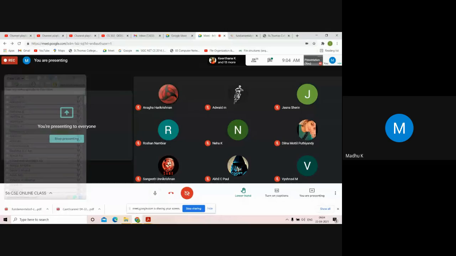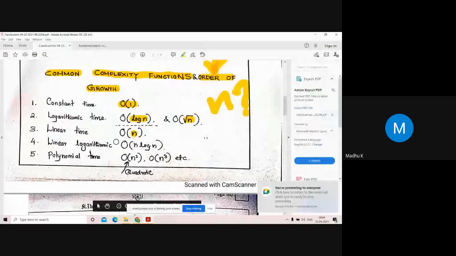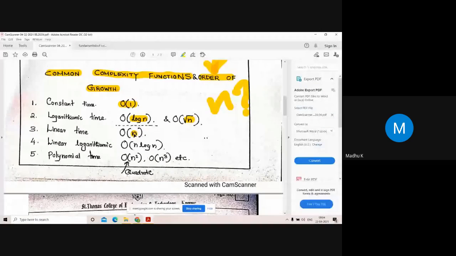Where n is the input size. Then some other algorithm takes n directly. It is linear time. So there will be some algorithm that takes linear time. That is called big O of n. So T of n is equal to n. Next is linear logarithmic. It will take n log n time. Linear logarithmic time complexity functions are there.